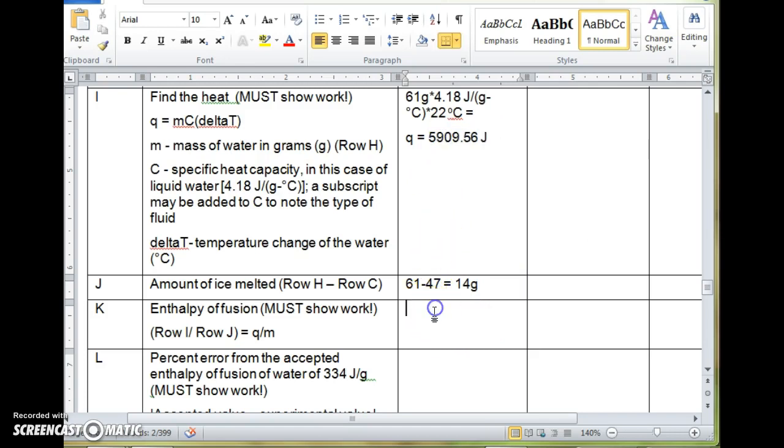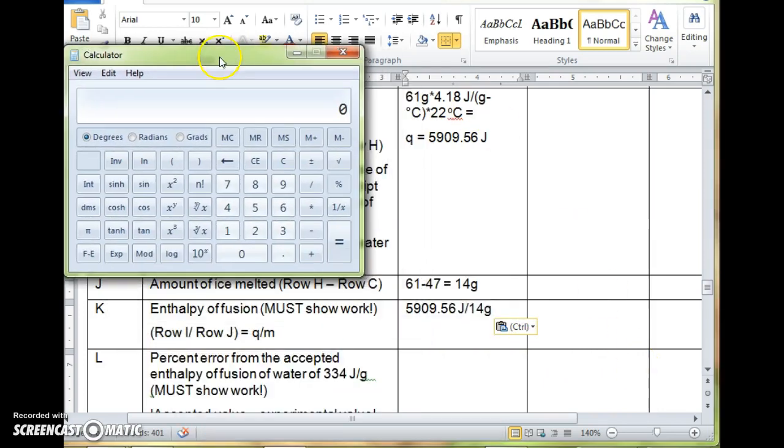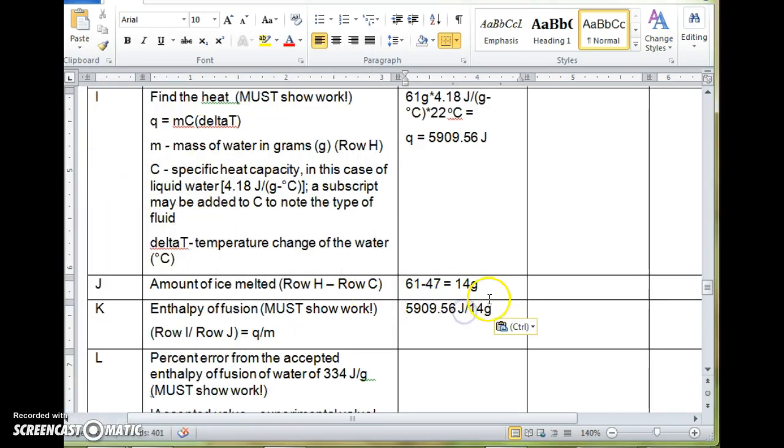All right, so it took this much energy to melt this many grams of ice. And so now we can figure out how much it took to melt each gram, or in other words, the enthalpy of fusion. So go ahead and put that in your calculator. And we have 5909.56 divided by 14. That means every single gram took 422.11 joules of energy to melt each gram.